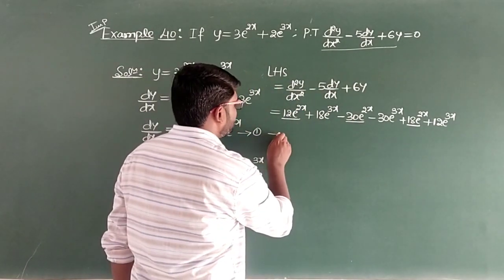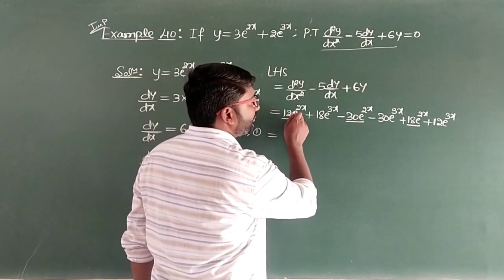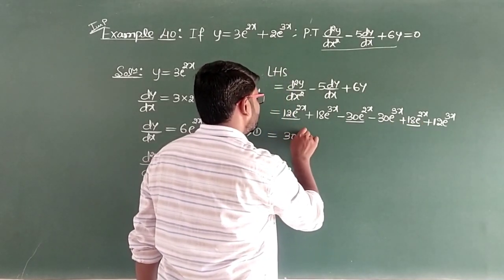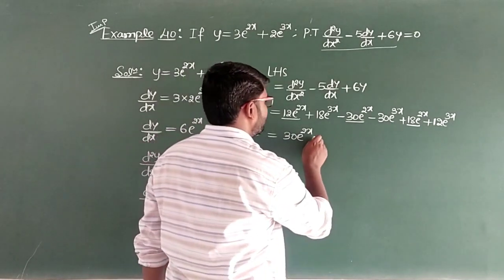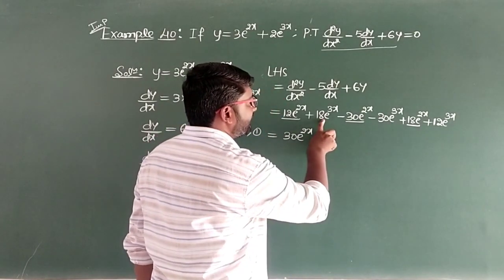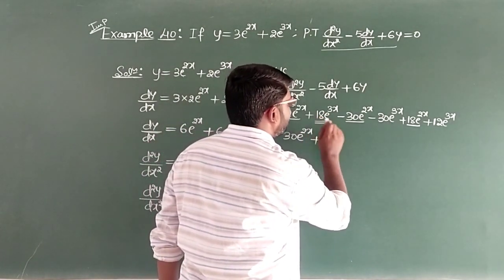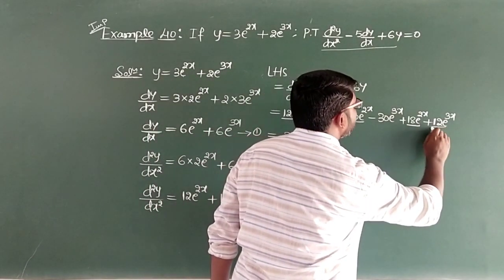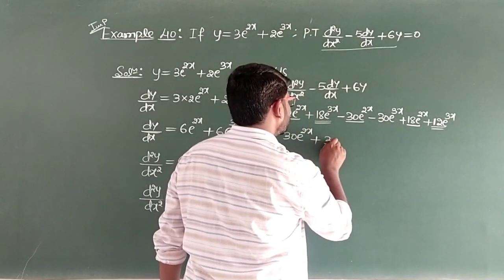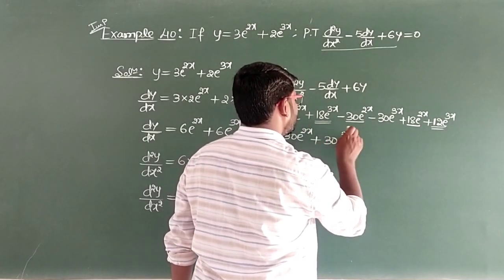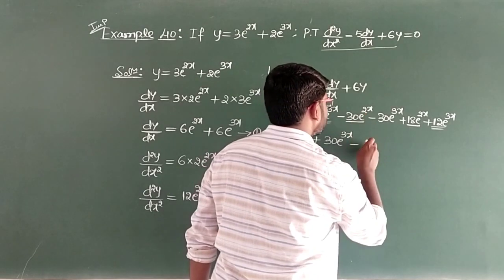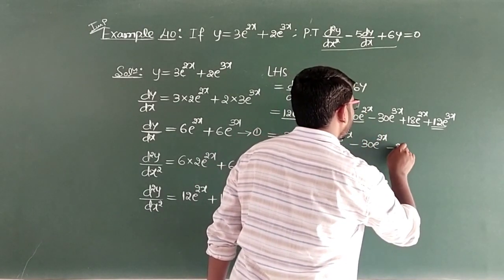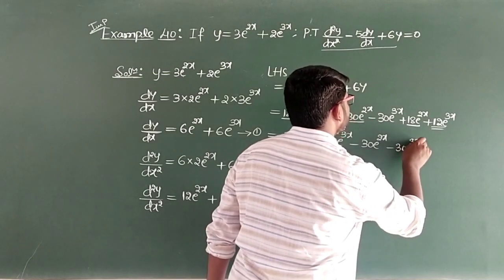So overall, 12 e raised to 2x plus 18 e raised to 2x will be 30 e to the power 2x, and then plus 18 e power 3x and 12 e raised to 3x will be 30 e raised to 3x. Then minus this, we should write it as it is, minus 30 e to the power 2x and minus 30 e to the power 3x.